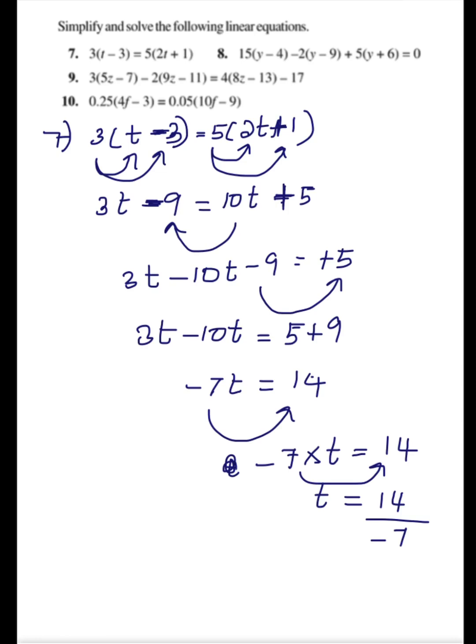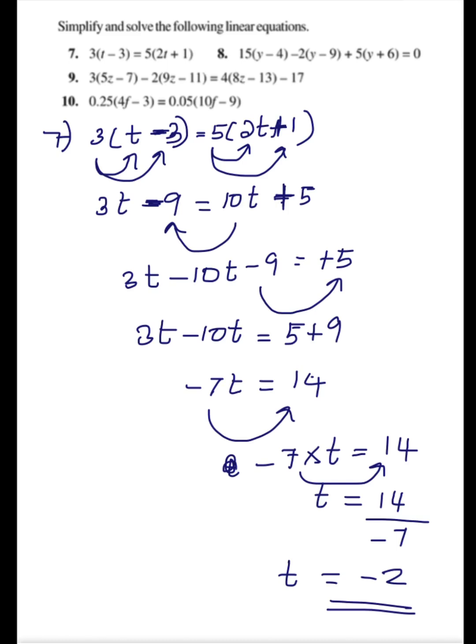Why? Because here you are taking multiplication to other side. Then it will become division. But no need of changing the sign. Okay. So what is 14 divided by minus 7? It's equal to minus 2. So answer for this is t equals minus 2. Okay. If you want to check the answer, you can just substitute this in left hand side and right hand side, and you can check your answer. If it's equal, only then your solution will be the correct solution. Understand? So this is how you do the seventh question.